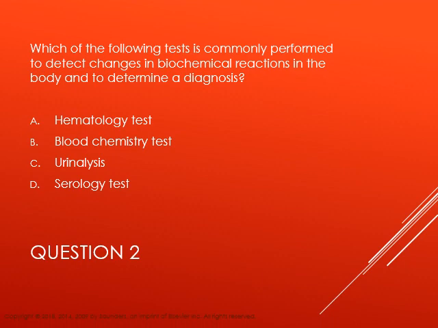Question number 2, which of the following tests is commonly performed to detect changes in biochemical reactions in the body and to determine a diagnosis? Is it A, hematology test, B, blood chemistry test, C, urinalysis, or D, serology test? Remember that the correct response here is B. Blood chemistry tests are commonly performed to detect changes in biochemical reactions in the body and to determine a diagnosis.